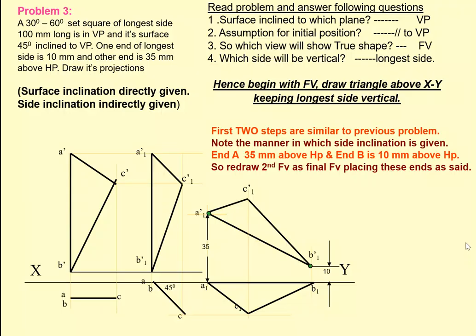Once again, when you read the problem, you count which plane the surface is inclined to. Once again it is inclined to VP, so the assumption for the initial position is that it is parallel to VP. The true shape will be in the front view, the 30 degree 60 degree set square. In the second position the set square gets distorted, and further it gets placed with the longer side at 35 mm and 10 mm distances, so that you'll be able to get the final view. Like this, you'll be able to solve the problem.